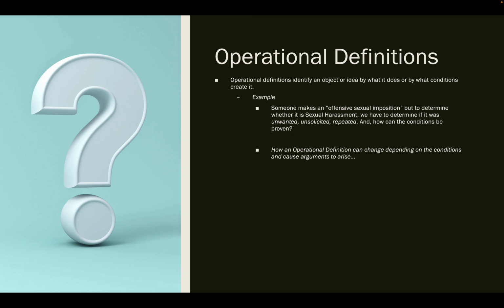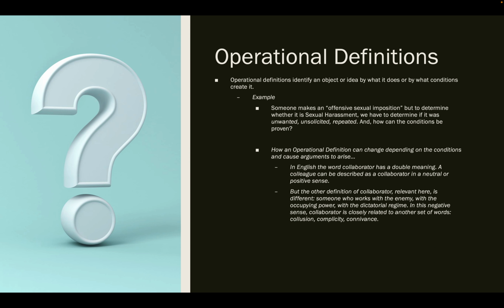Also, an operational definition can change depending on the conditions and cause arguments to arise. So first of all, in English, the word collaborator has a double meaning. A colleague can be described as a collaborator in a neutral or a positive sense. Normally, we think of collaborators as being more positive, I think. Collaboration generally means, I think more often than not, cooperation. Collaborating with someone means working with them, that kind of thing. But there is another side to this, and this is where an argument might come into play.